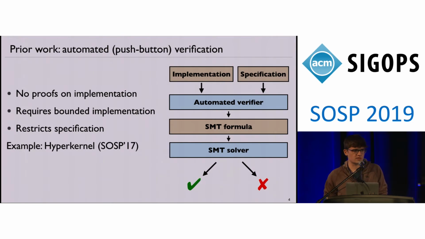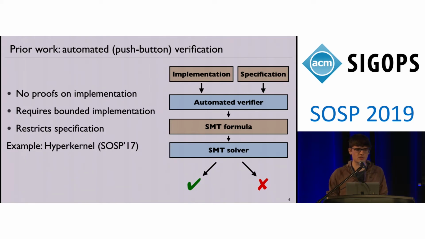One approach to system verification that reduces the developer burden is called automated or push-button verification. The high-level idea here is that the developers write an implementation and a specification of their system and feed them as input to a tool called an automated verifier. The automated verifier converts these inputs into an SMT formula that can be given to an SMT solver, which will tell the developer if the system is verified or not. This has the advantage that it requires no proofs on the implementation code.